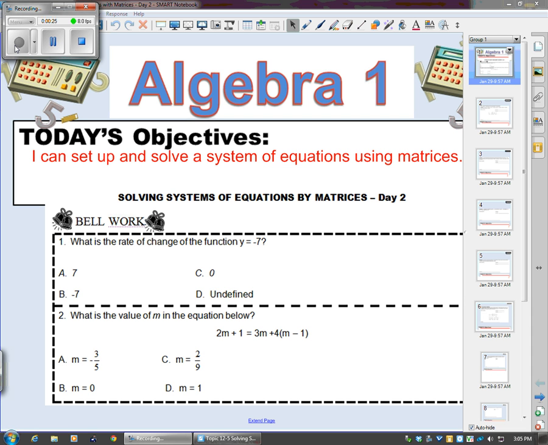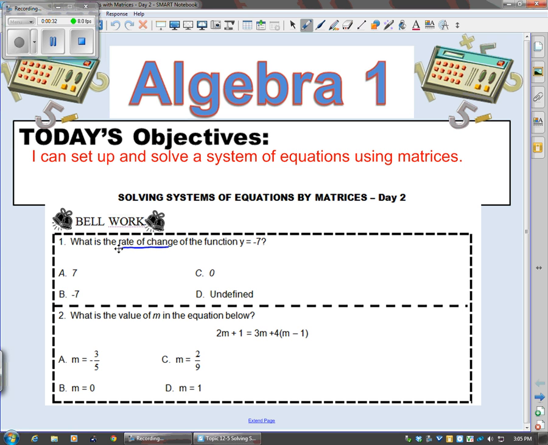Okay? So number 1 says, what is the rate of change of the function y equals -7? Tevin may have already shouted out that the rate of change is the same thing as slope. When you have a y equals line, a y equals line has a slope of 0. It's a horizontal line. So it is a slope of 0. You could actually even graph that on your calculator and look at that.